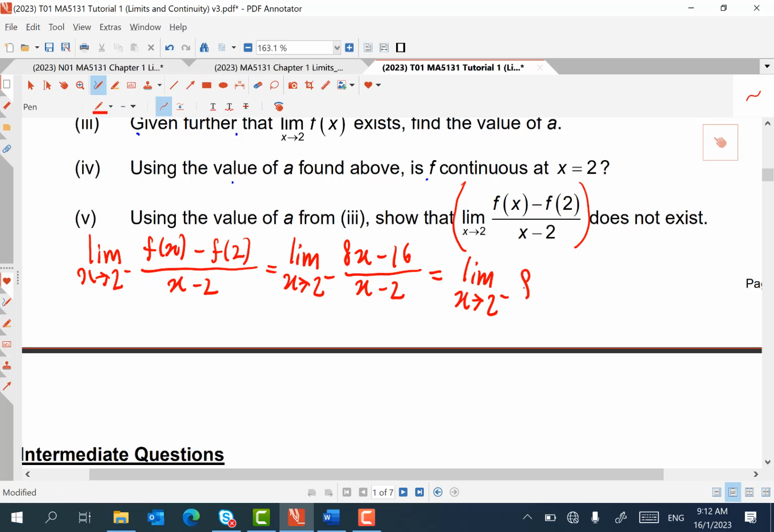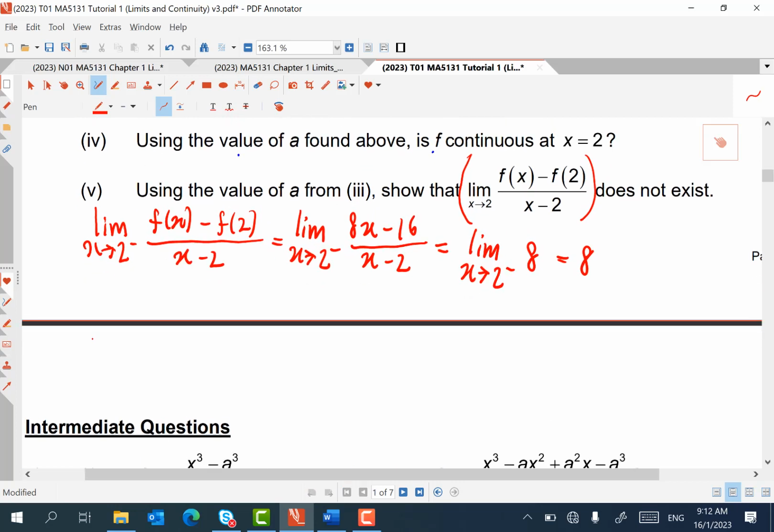It's 16 and 16. Is the left limit 8? Yeah. Okay. The right is not 8. I got 16 for the right. The right is 16, is it? Let me check.